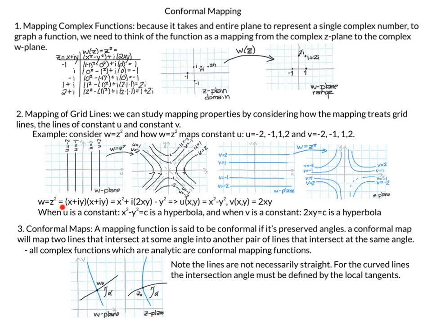Finally, we defined what a conformal map is, and a mapping function is said to be conformal if it preserves angles. That is, a conformal map will map two lines that intersect at some angle into another pair of lines that intersect at the same angle. And we also have this fact here: all complex functions which are analytic are conformal mapping functions. And then we did an example that illustrated all three concepts of the mapping of a function, the use of the grid lines, and also the conformal maps, and we verified that our angles were preserved.